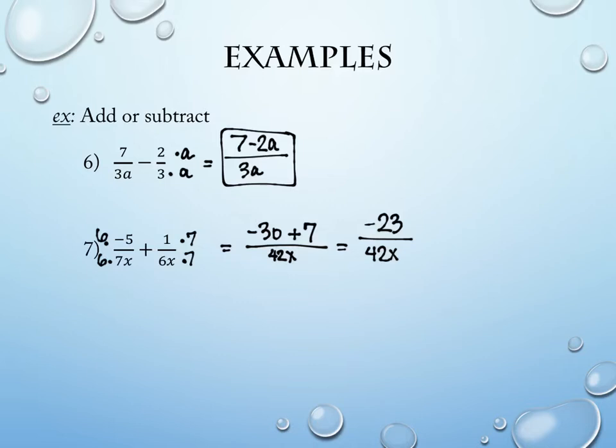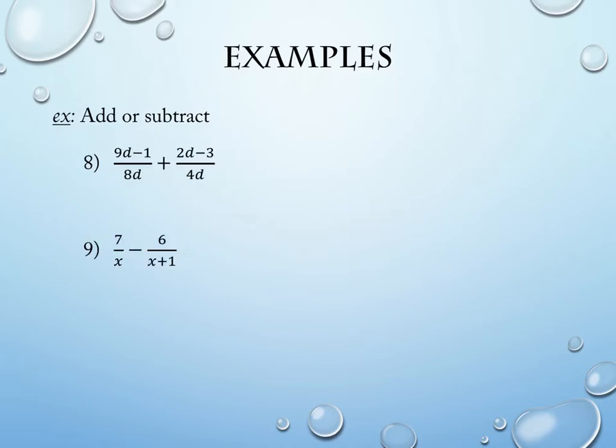23 and 42. Do they have anything in common? No, 23 is actually prime. It only divides by itself and 1 anyway, but regardless, it doesn't divide by anything 42 divides by. Okay, so far so good? All right, we're getting close. Couple more.